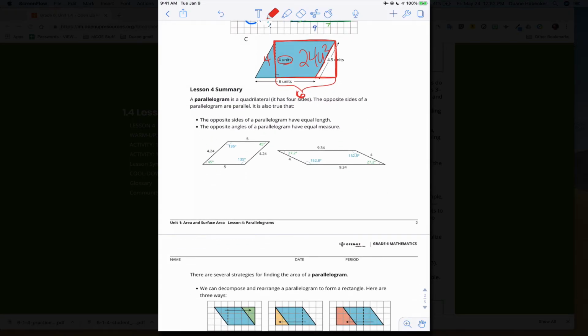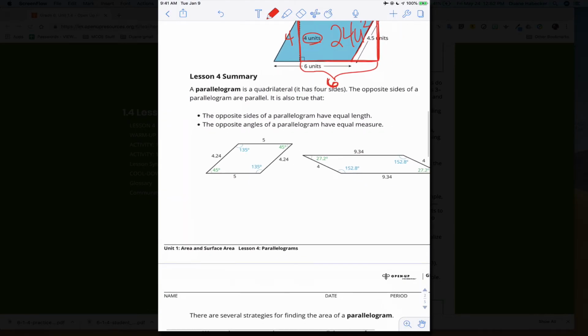And so the lesson summary is, what is a parallelogram? A parallelogram has 4 sides. The opposite sides are parallel. The opposite sides are of equal length. And we also learned that the opposite angles are of equal measure.